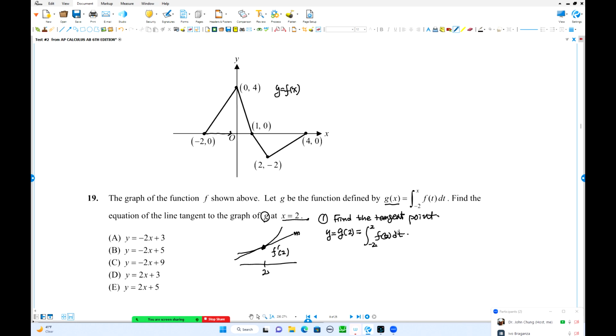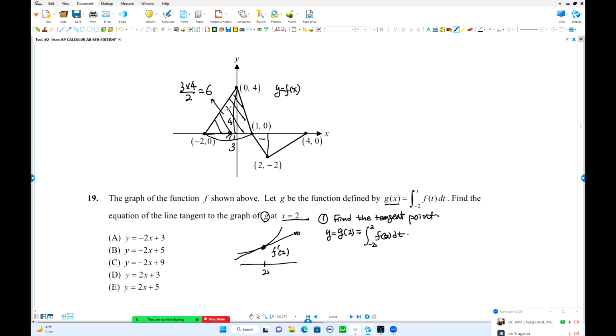What does that mean? That is the area under this graph from negative 2 to positive 2. This area is positive, because we start from here and go to the right; the other part is negative area. The sum of these two areas equals g of 2. Now let's find the area of this triangle. The base is 3, the height is 4. The area, base times height divided by 2, is 6. This is the area of the first triangle.